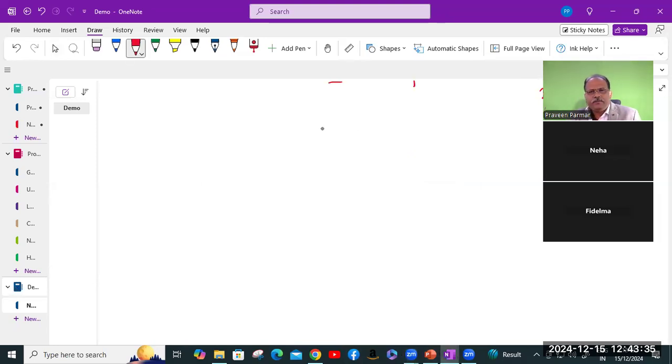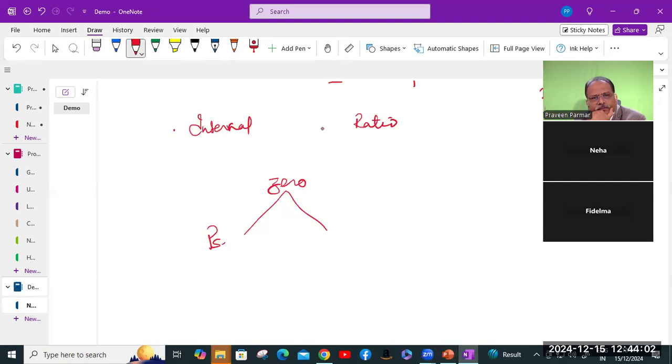Here I would like to explain to you about two sorts of scale data. One is interval, another one is ratio. What is the difference between interval and ratio data? I will explain. There is a difference of zero. There are two types of zero: one is pseudo, the other one is real or absolute zero.